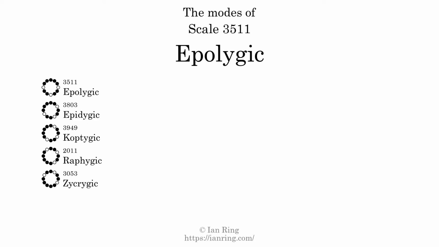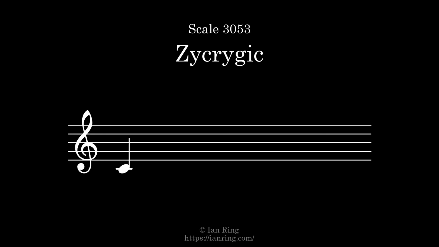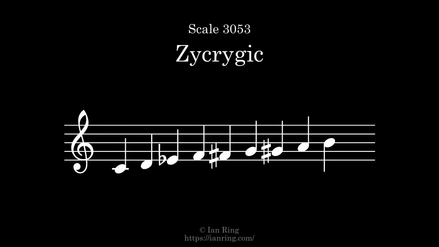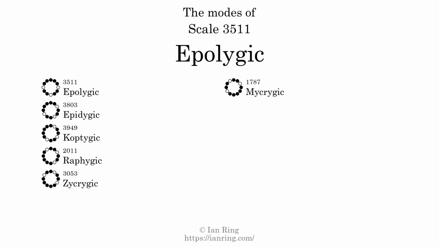The fifth mode is scale 3053, also known as Coherence. It sounds like this. The sixth mode is scale 1787, also known as Coherence. It sounds like this.